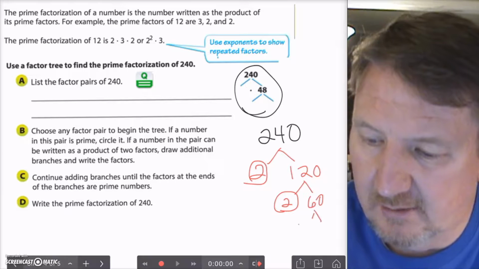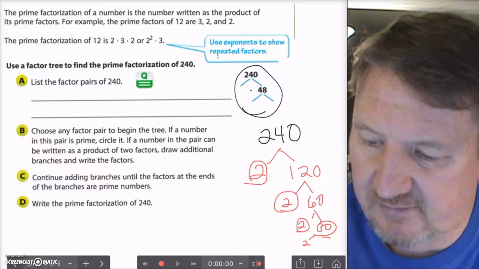And then I keep going. I can go 2 again. That's prime. 2 times 30. I can keep going. That's 2 times 15.